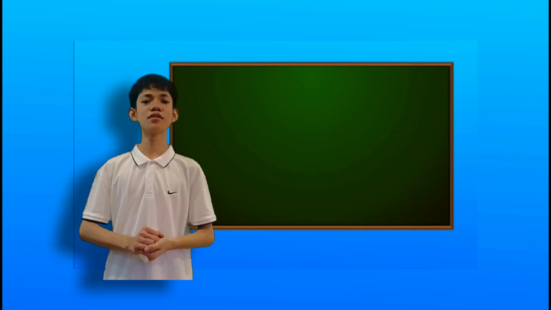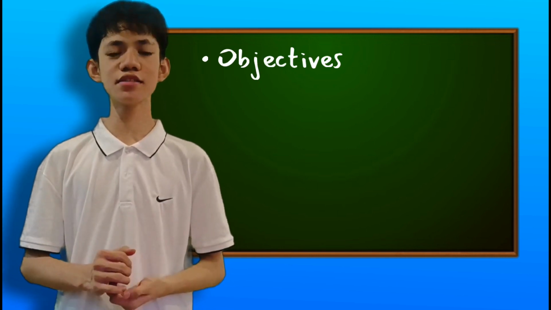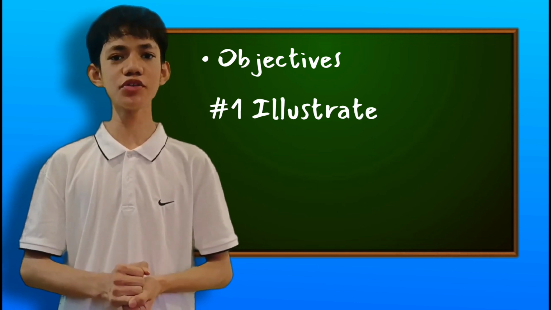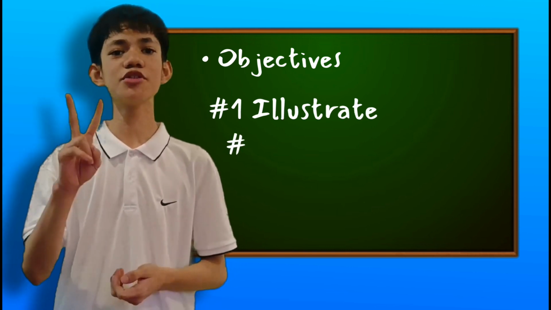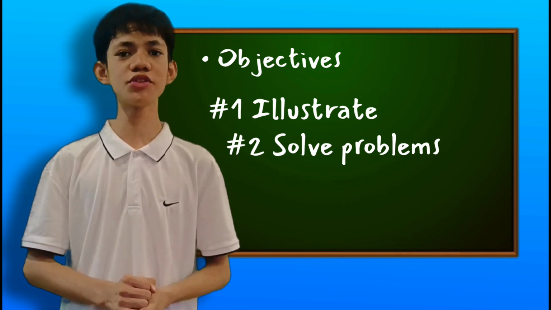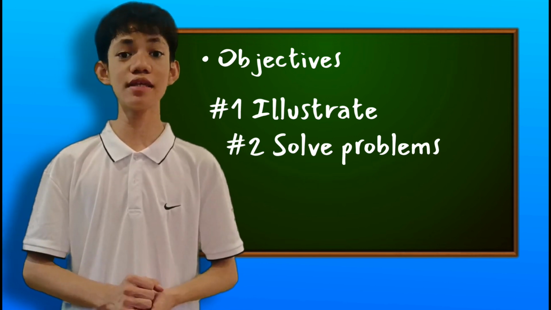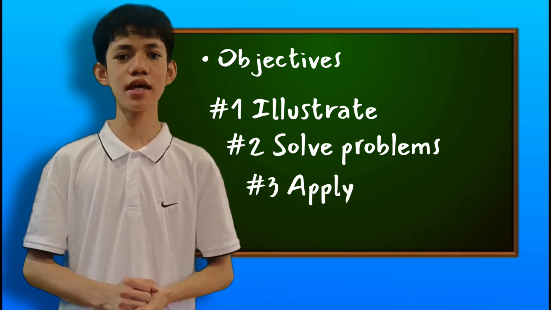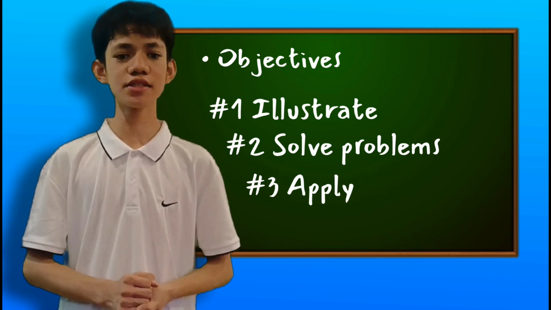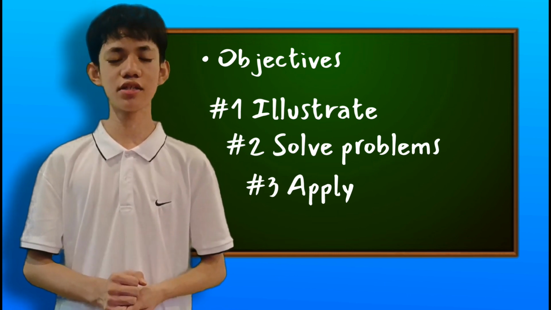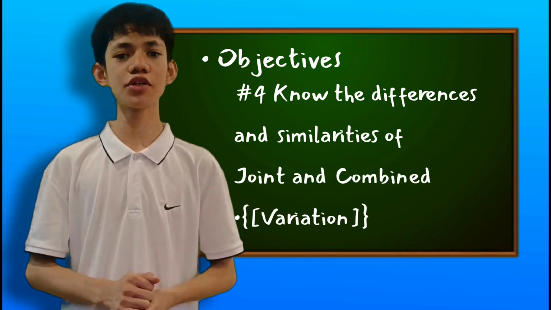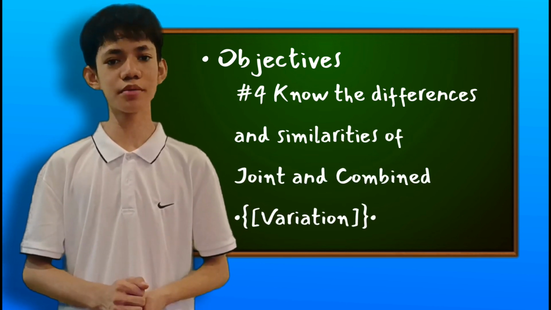Today, we will discuss joint and combined variation. Our objectives for today's lesson are: number 1, illustrate situations that involve joint or combined variation. Number 2, solve problems that involve joint and combined variations with ease. Number 3, apply this knowledge to real-life situations using the formula and quantities of joint and combined variation. And lastly, know the differences and similarities of joint and combined variation and how to tell them apart.